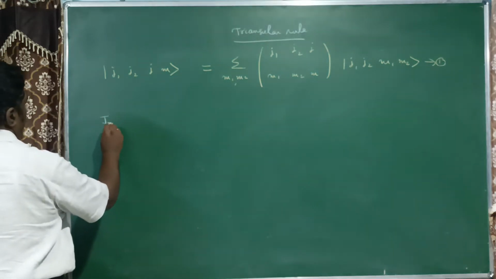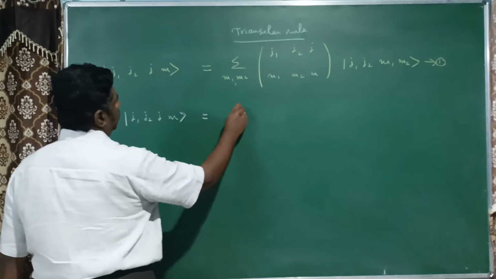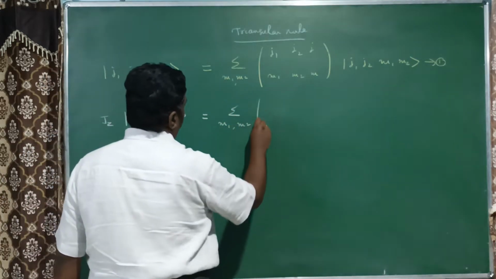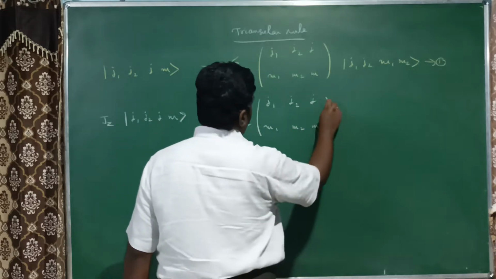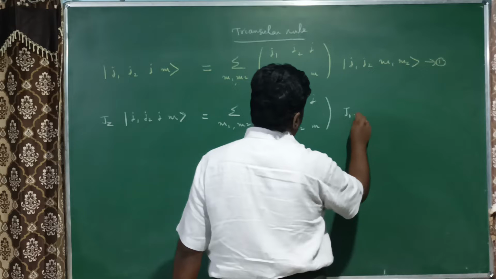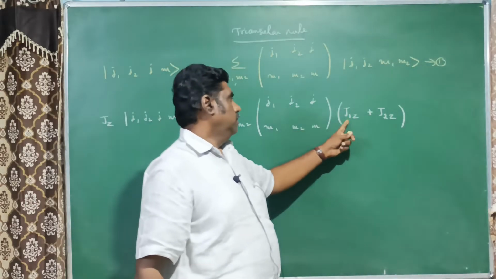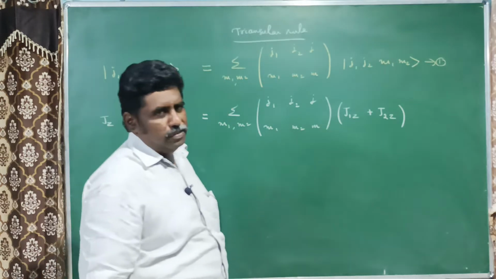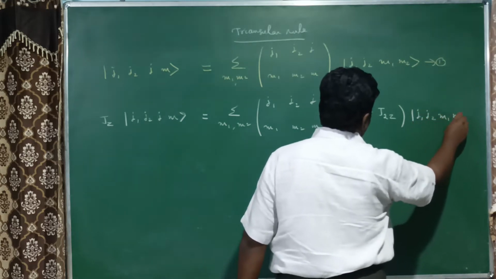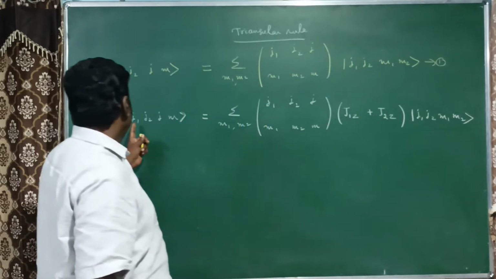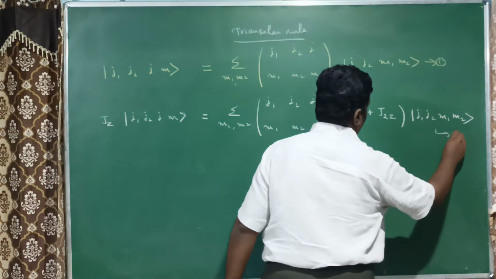In order to arrive at the triangular rule, we have to operate the left hand side of equation 1 by the operator Jz: Jz |J1, J2, J, m> is equal to summation over m1, m2 of the coefficient, and the right hand side is operated with J1z plus J2z. These are all operators: Z component of the first system, Z component of the second system. J1z plus J2z is allowed to operate on this eigenfunction |J1, J2, m1, m2>. Here this eigenfunction is in the uncoupled form, whereas the left hand side eigenfunction is in the coupled form. So this is equation number 2.